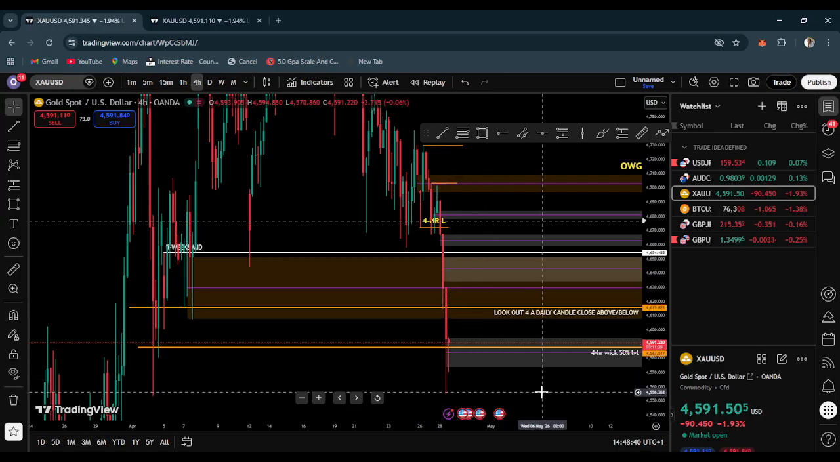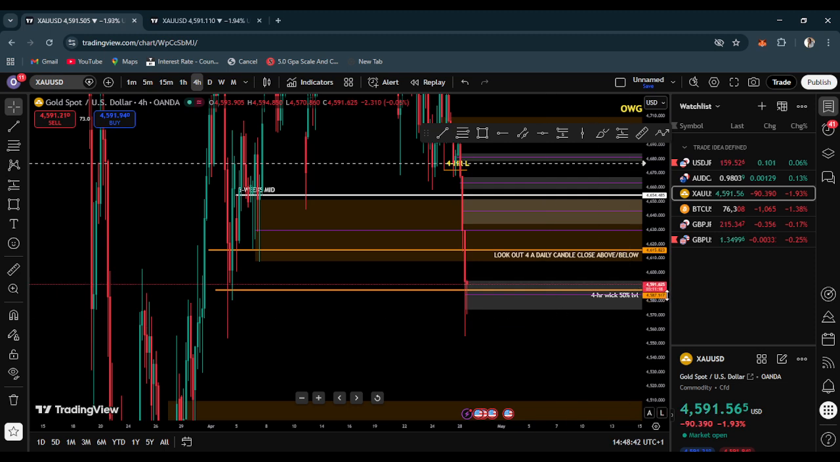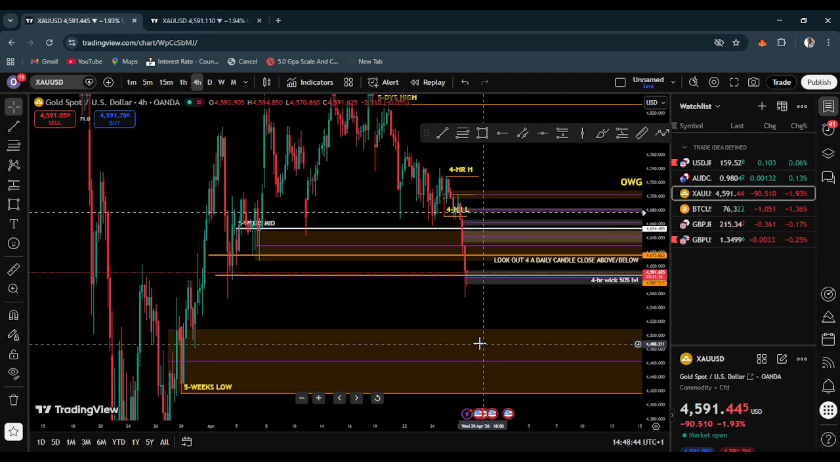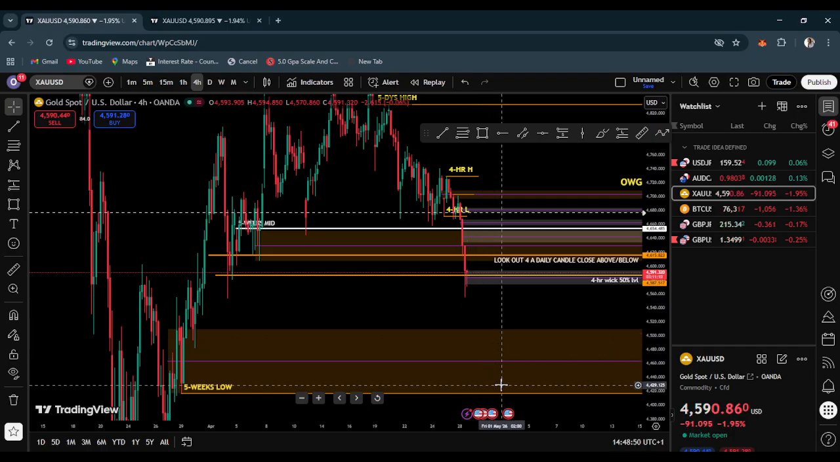You understand that viewpoint? We would most likely continue lower, and that would better help us to trade into this zone. Just spiral into that zone. So that's just the trade idea.